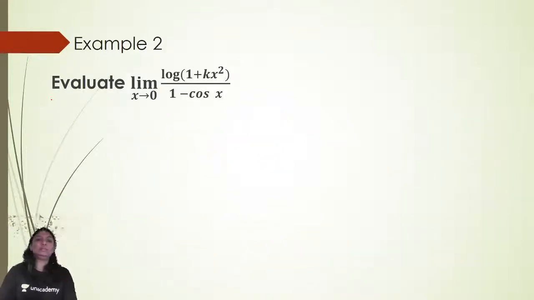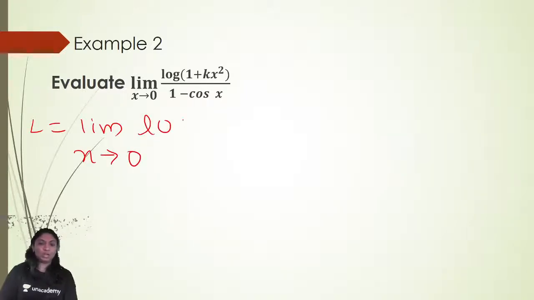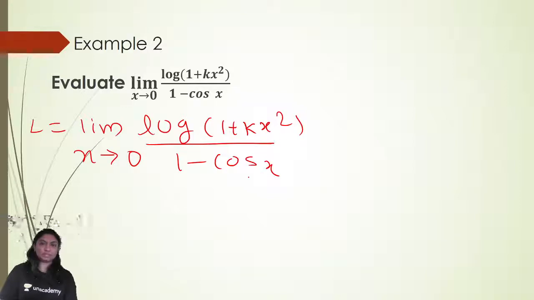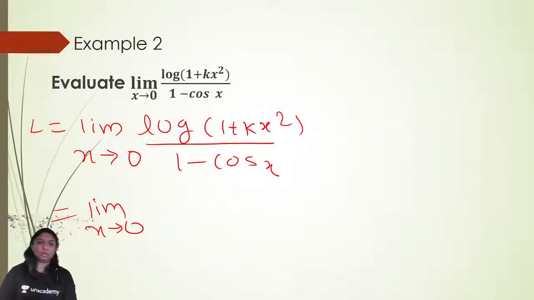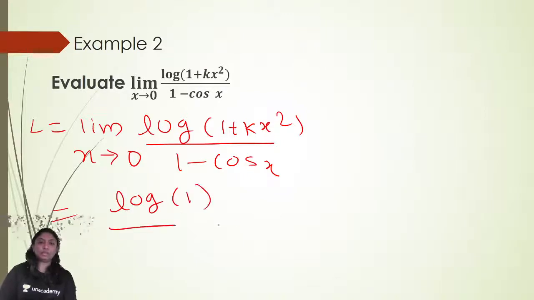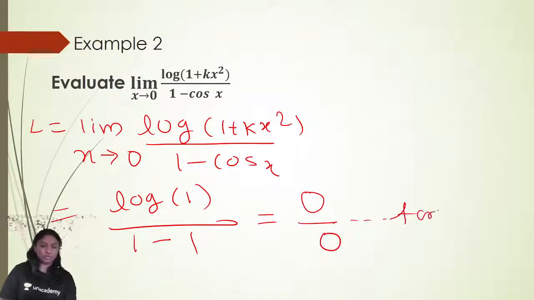Right? Evaluate the limit as x tends to 0 of log of (1 plus kx square) upon (1 minus cos x). So here let L be equal to the limit as x tends to 0 of log of (1 plus kx square) upon (1 minus cos x), right? Here put the limit as x tends to 0. So you will get log of 1 upon 1 minus cos 0, that is 1. So log 1 is 0, 1 minus 1 is 0. So it is the 0 upon 0 form. Right, you will get the 0 upon 0 form here.